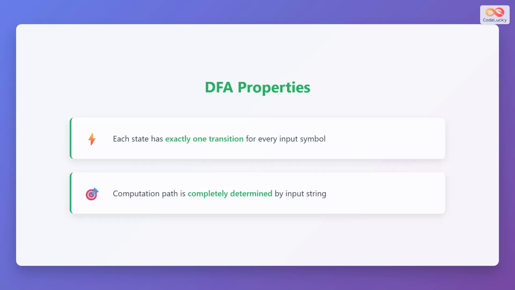Let's highlight the key properties of deterministic finite automata. First and foremost, each state in a DFA has exactly one transition for every input symbol in the alphabet. This ensures that the behavior of the automaton is predictable. Since each state has exactly one transition for every input symbol, the computation path of a DFA is completely determined by the input string. In other words, given an input string, there is only one possible sequence of states that the DFA can follow.